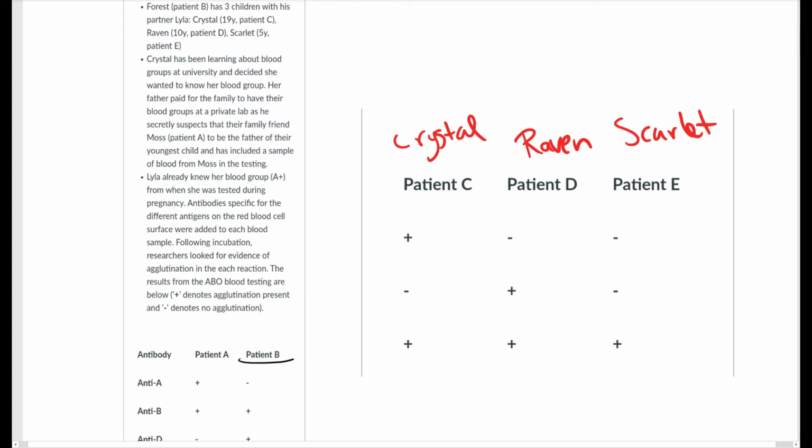Crystal has been learning about blood groups at university and decided she wanted to know her blood group. Her father paid for the family to have their blood group tested at a private lab, as he secretly suspected that their family friend Moss, patient A, so this is Moss, and this is Forrest. I'm just going to call Forrest father 1, and this guy is suspect F2. Okay. So Moss to be the father of their youngest child, Scarlett.